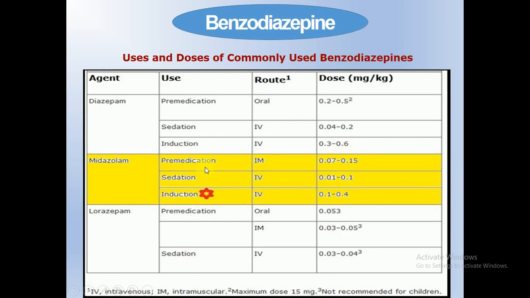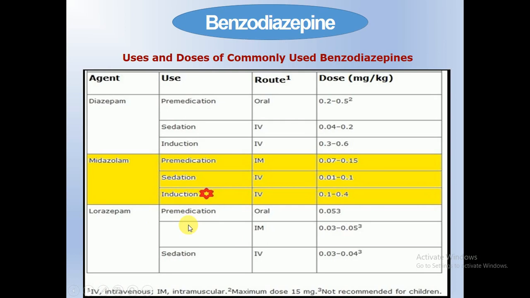Midazolam is also used as premedication. It will also cause sedation and induction. It can be given to the patient by the intramuscular route at a dose of 0.07 to 0.15 milligram per kg body weight. It will also cause sedation at the dose of 0.01 to 0.1 milligram per kg body weight by intravenous infusion. Midazolam is also used for induction by IV route. It will produce the induction at the dose of 0.1 to 0.4 milligram per kg body weight.